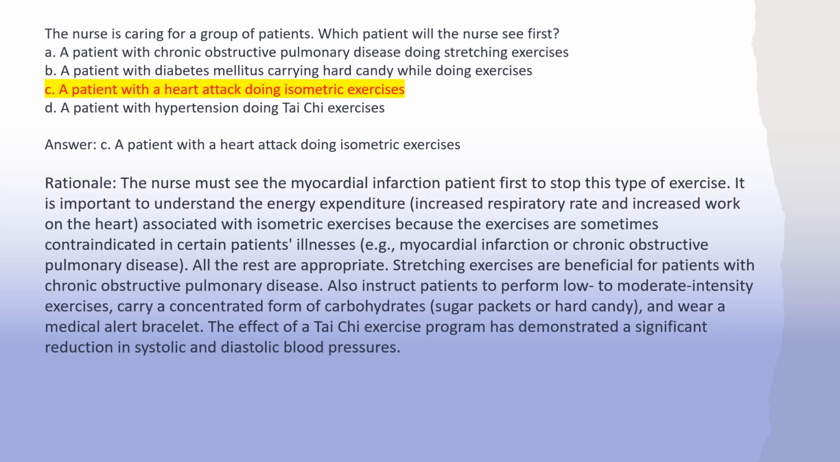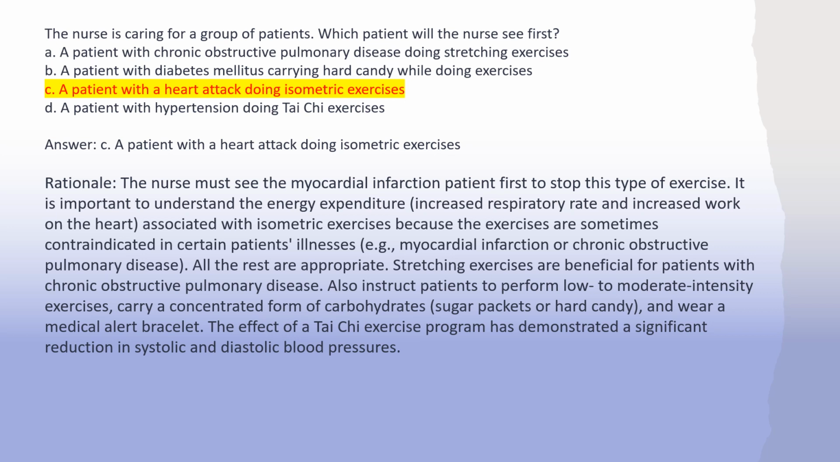Answer C. A patient with a heart attack doing isometric exercises. Rationale: the nurse must see the myocardial infarction patient first to stop this type of exercise. It is important to understand the energy expenditure, increased respiratory rate, and increased work on the heart associated with isometric exercises because the exercises are sometimes contraindicated in certain patients' illnesses, e.g., myocardial infarction or chronic obstructive pulmonary disease.